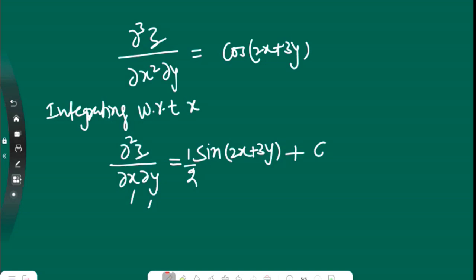So we can assume that here the constant can be a function of y. So we will write this as a function of y. It could be any function of y. So again we will have to integrate it with respect to x.